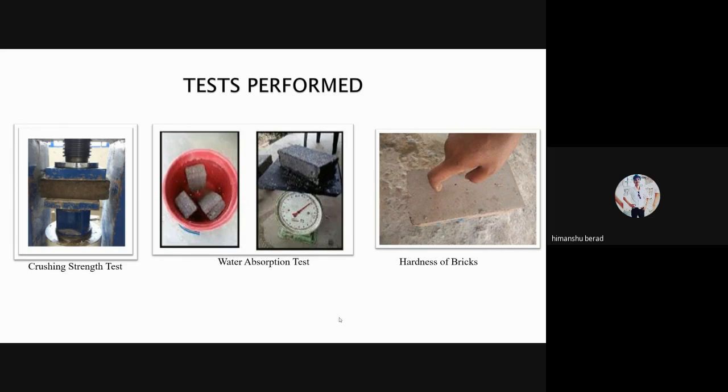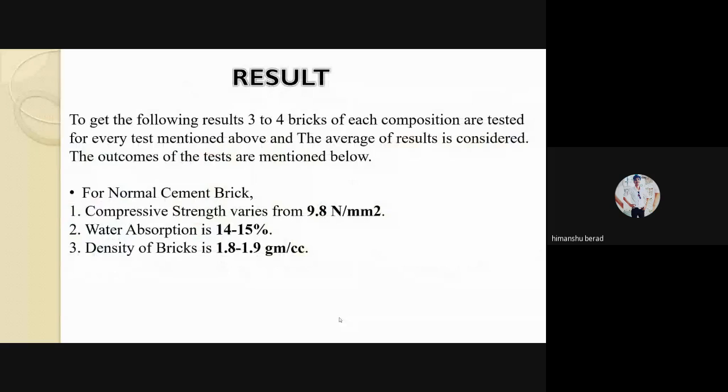For every test, we generally take 3 to 4 samples of every mixed proportion, since we have to find a mean for an exact analysis of the prototypes. After finding that analysis and result data, we have to compare our bricks with existing bricks in the market, which are normal cement bricks. So we compare our data with normal cement brick data, which is given in the slide. A normal brick has a compressive strength of 9.8 Newton per mm square, water absorption of 14 to 15%, and density of 1.8 to 1.9 gram per cc.